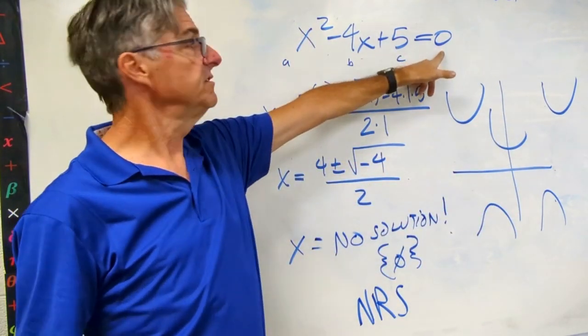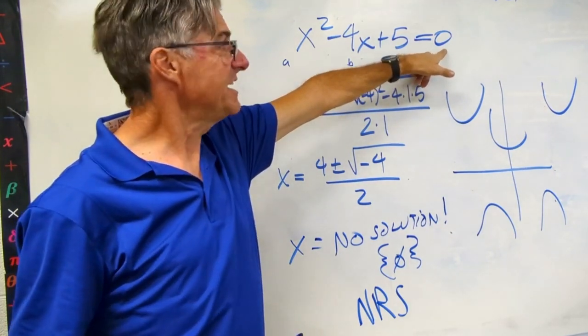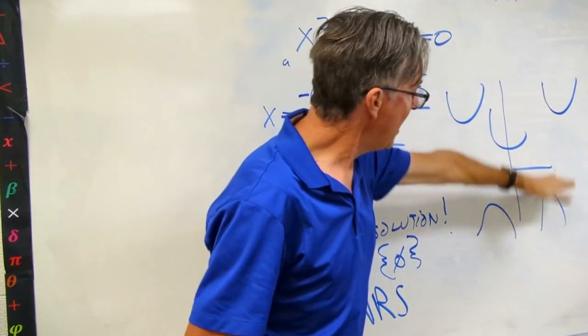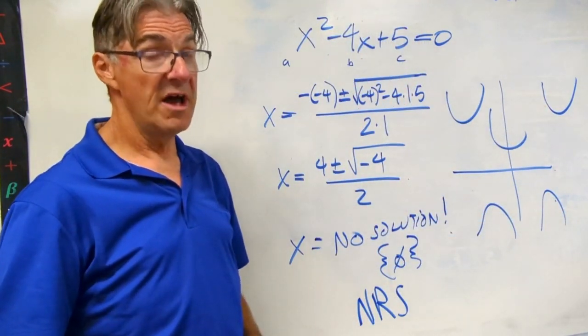So this equation, notice how we set it equal to 0. This is y, this is f of x. It can't be 0 for these 5 graphs that I just put up there. So that's all that means, is no x-intercepts.